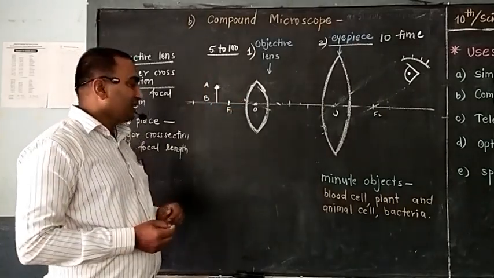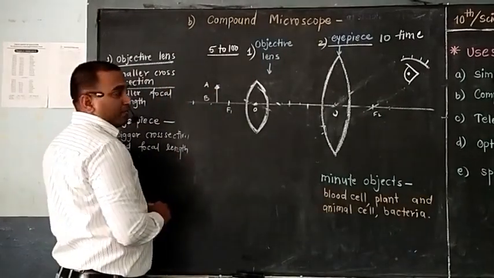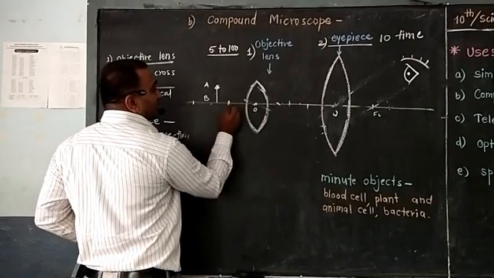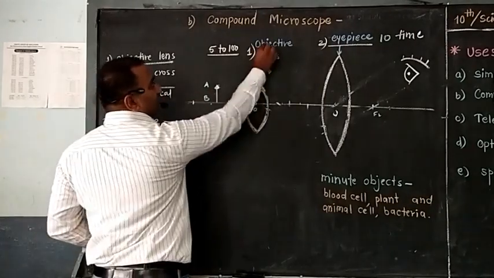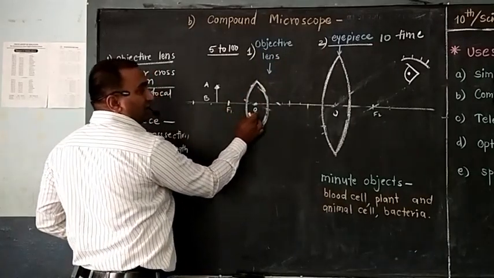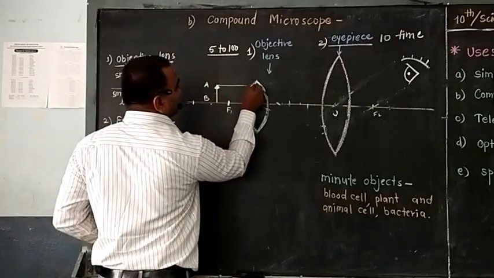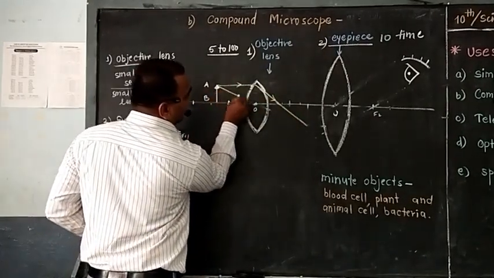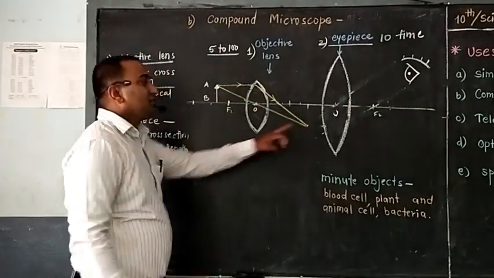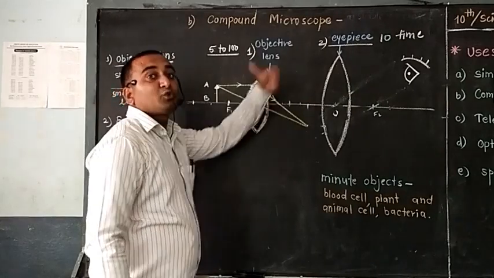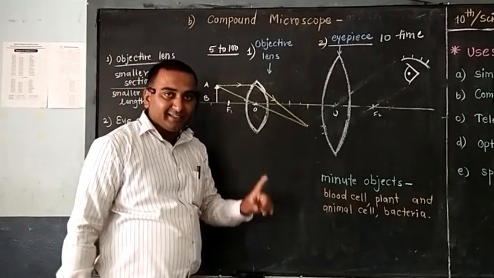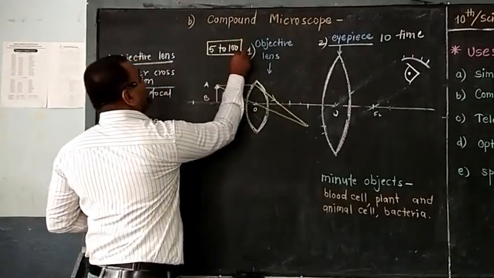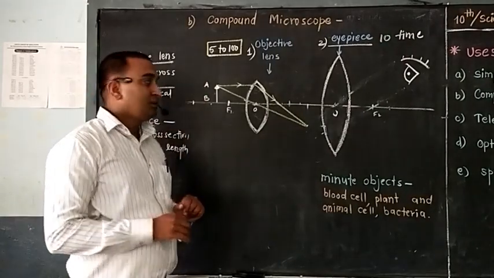How do these lenses work? See, this is object M, which is kept beyond F1, the focus of the objective lens. Some conditions are required. The first condition is that the object should be placed beyond F1. It should not be between the optical center and the focus. The first ray travels parallel to the principal axis and, after refraction, passes through the focus, and the second ray goes directly through the optical center. They meet beyond F1. As it is beyond F1, we get a real, magnified and inverted image. With the objective lens, we can magnify the image about 5 to 100 times. So this is the first condition.